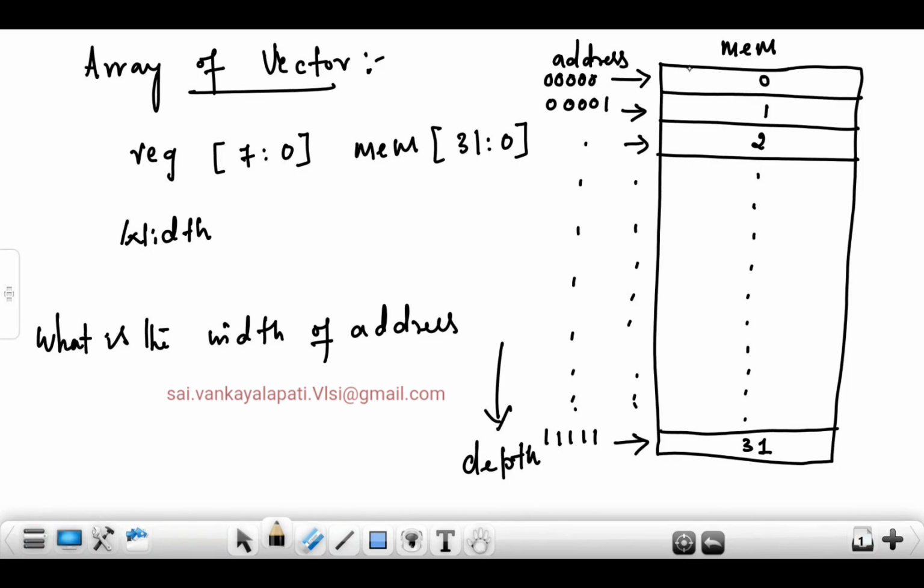Then this we call the width, right? What is the width of this? How many bits? 8. This is 0, 1, 2, 3, 4, 5, 6 and 7.